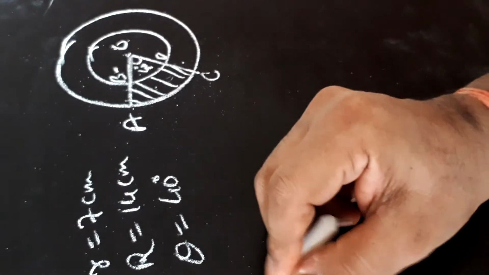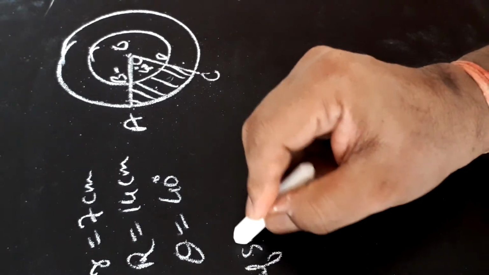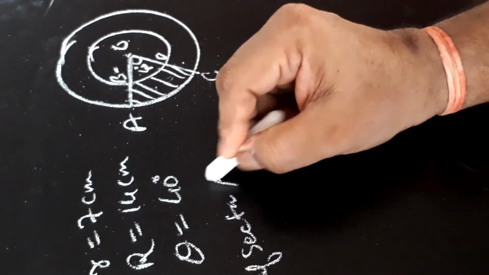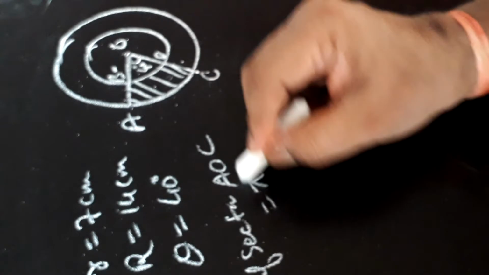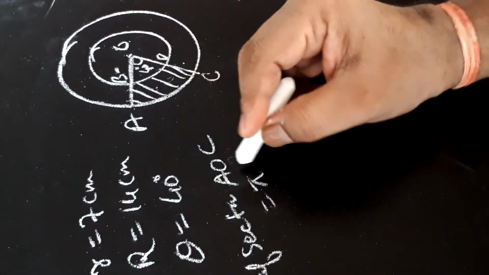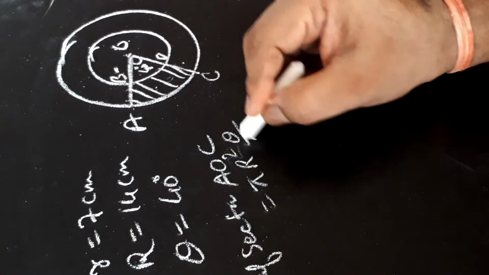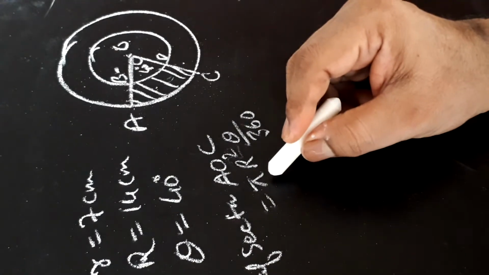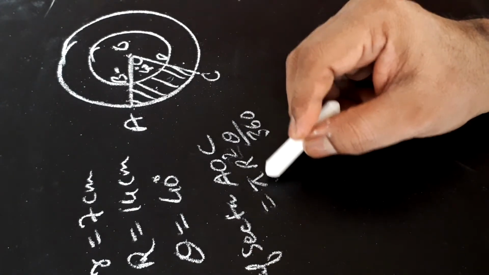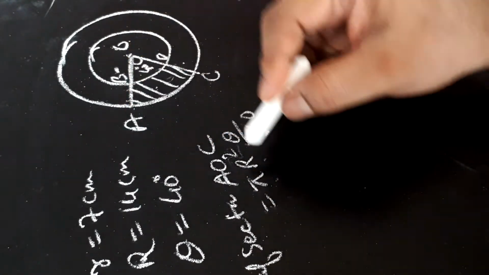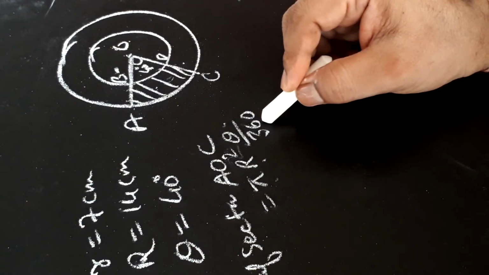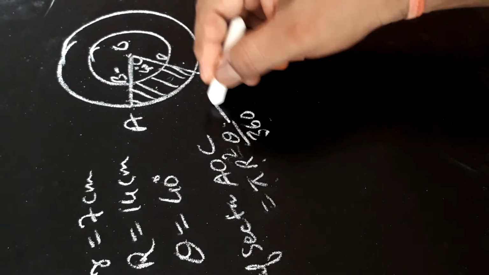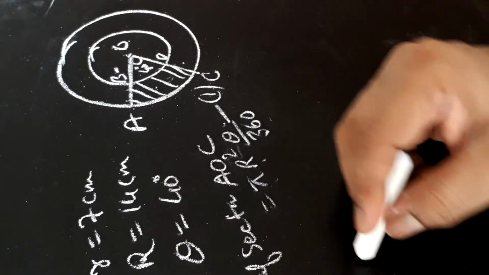First of all, we will find the area of sector AOC. It will be pi capital R square, theta upon 360. Here we already know the value of pi, 22 upon 7, capital R we have 14 centimeter, theta 40 and this 360. We will find it, let it be 1.